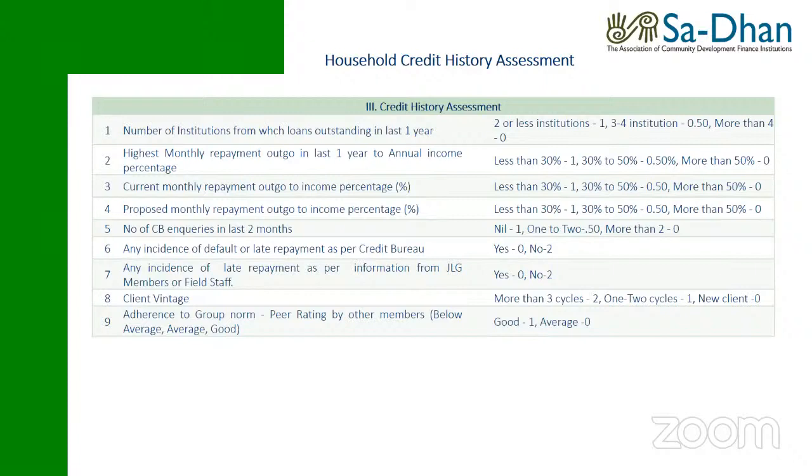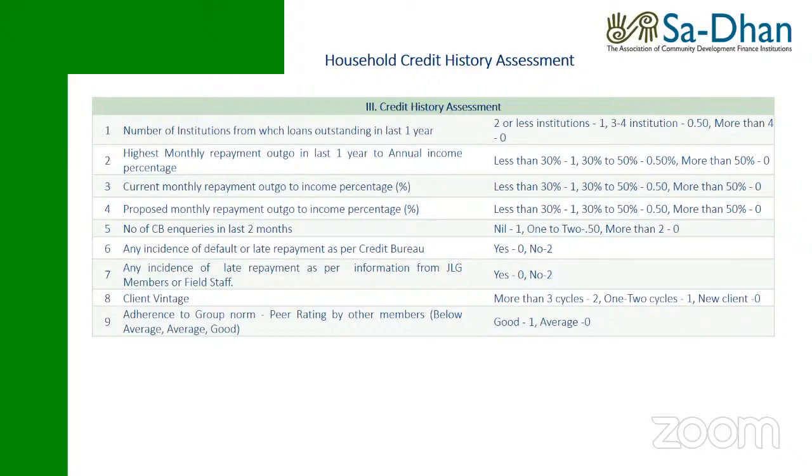So in that presumption, we have given more weightage for having loans with a lesser number of institutions. If the client has a larger number of loans with more institutions, the weightage and the score reduce. Next is highest monthly repayment outgo in the last 1 year to annual income percentage. So, how much does the client leverage himself or herself?